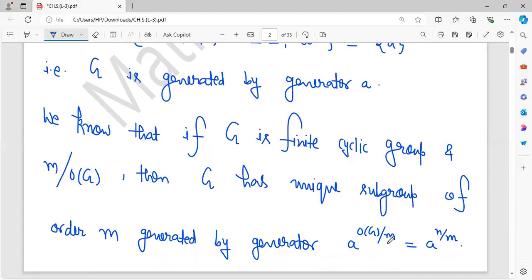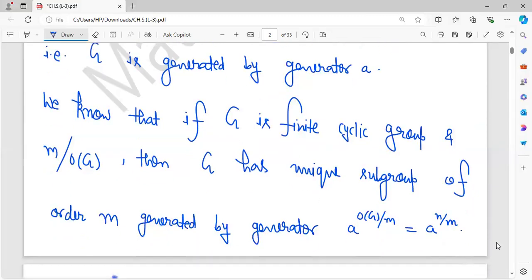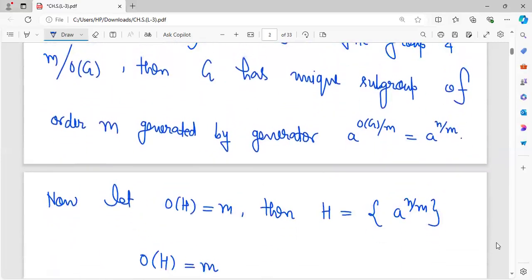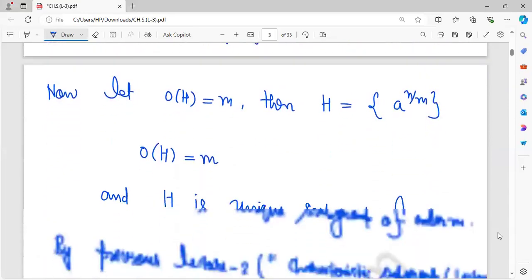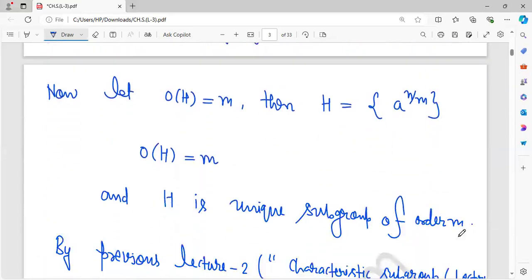The order of G is n here, so it will be a to the power n by m. Now let the order of H be m. Then H will be generated by this generator a to the power n by m. And what is the order of H? That is m. So H is the unique subgroup of order m.